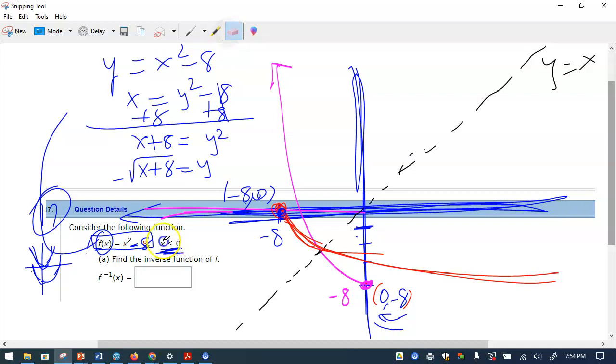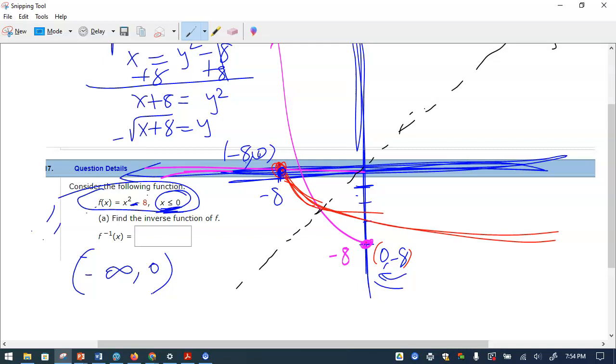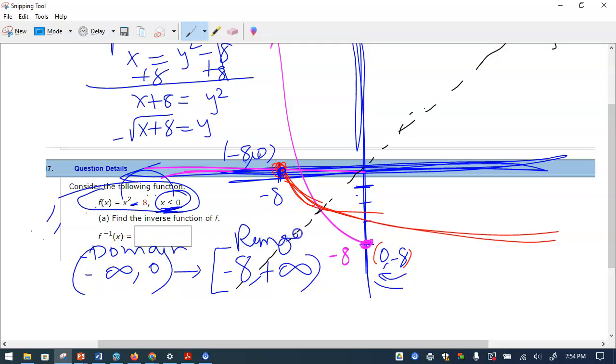In other words, if you see the original function, what's the domain? They did tell us what the domain is here. It means from minus infinity to 0 is the domain, and the range is, when you put a 0 here, it is minus 8. So the pink color, the range was from minus 8 all the way to plus infinity. So this is the domain for the original function, and this is the range for the original function. This is for f. So f inverse, you swap this.